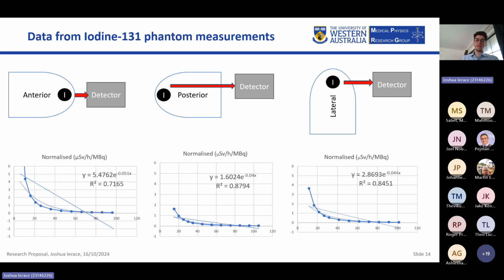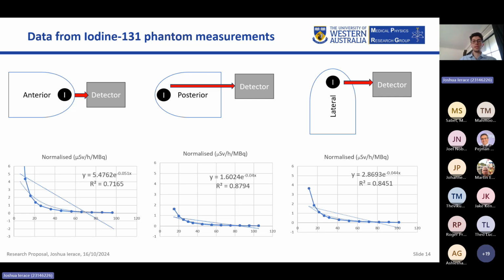So this is some data I've already collected from the iodine-131 phantom measurements. As you can see, the dose rates for the anterior orientation have the highest amount of external exposure. This is due to the least amount of attenuation from the source to the detector. The posterior orientation has the least amount of external exposure due to the most amount of attenuation to the detector, and the lateral is in between these two.